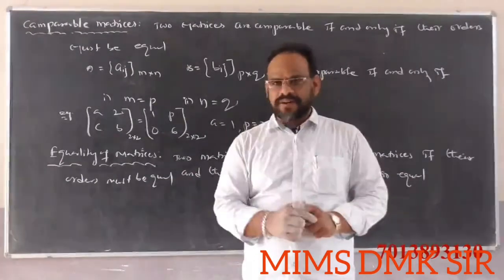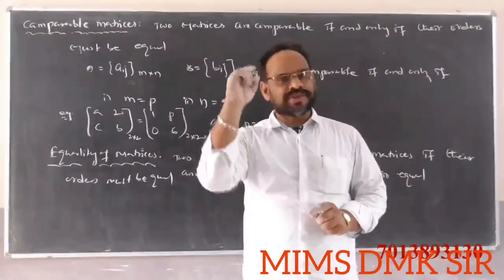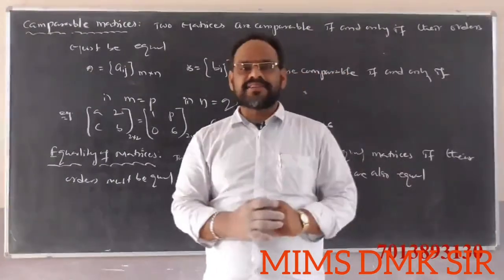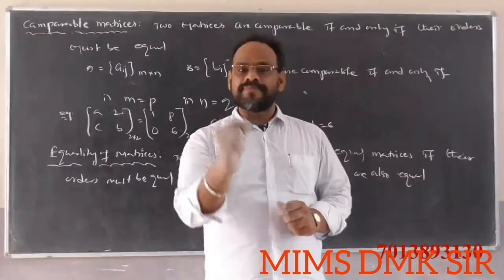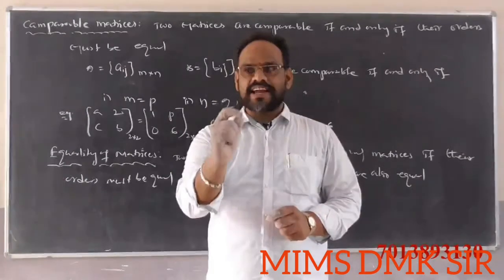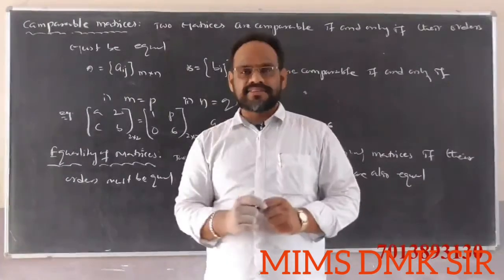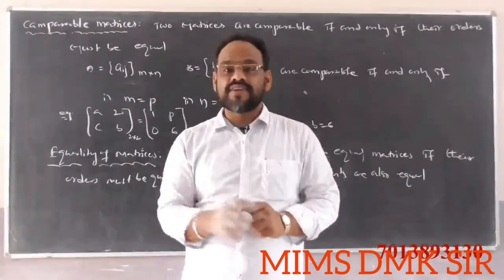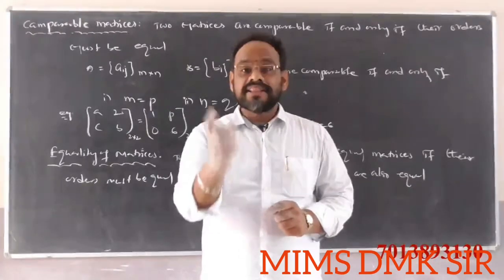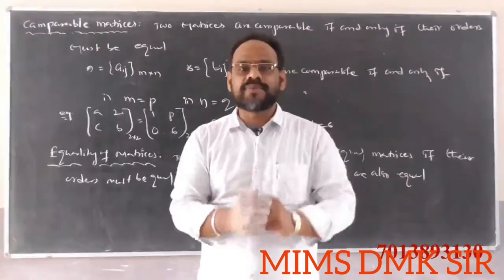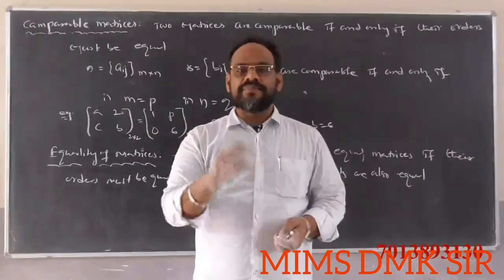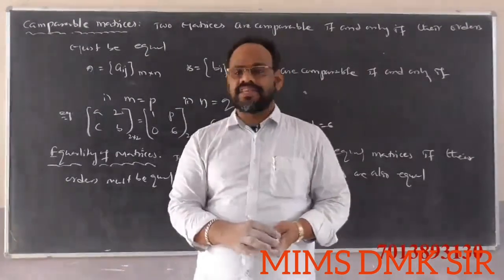Their orders must be equal and their corresponding elements must be the same, that is, must be equal. So two matrices A and B are said to be equal matrices if their orders are equal and their corresponding elements are also equal. Then only two matrices A and B are said to be equal matrices.